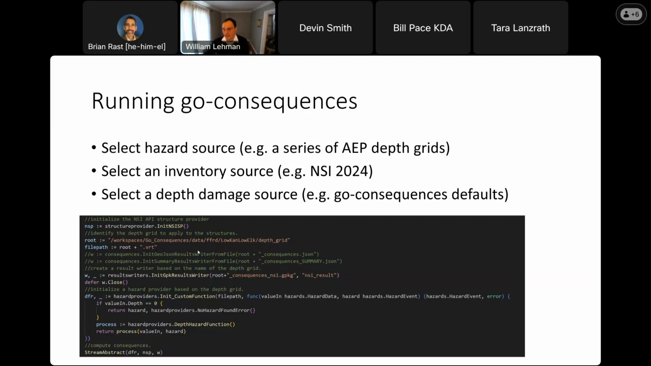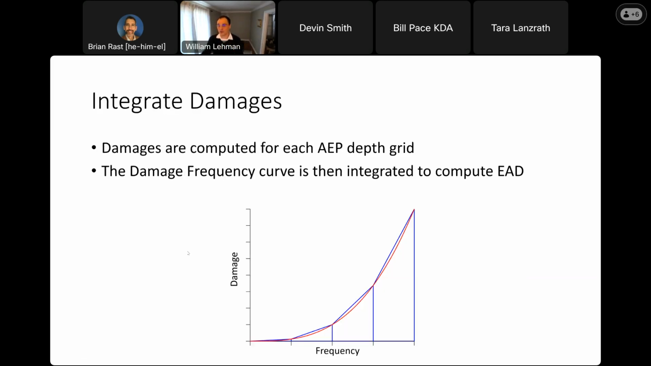And the code looks something like this. Now, I'm not expecting everybody to be able to code. Ideally, what we would have is a service that could run on the cloud and compute this at scale. And then we compute damages for each AEP depth grid, and that would be a point on this table. So the 10-year damage, the 20-year damage, the 100-year damage, and the 1,000-year damage. And then we would use Riemann sums using the trapezoidal rule to integrate under that curve to calculate some sort of loss like this.